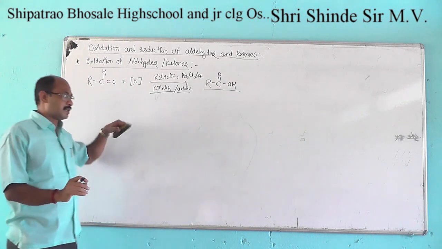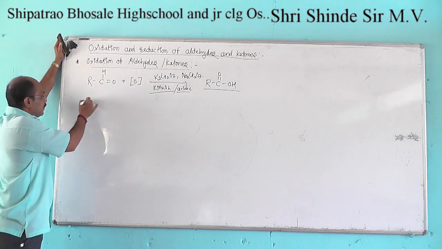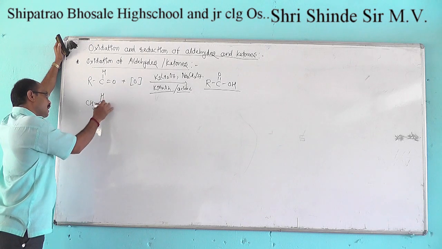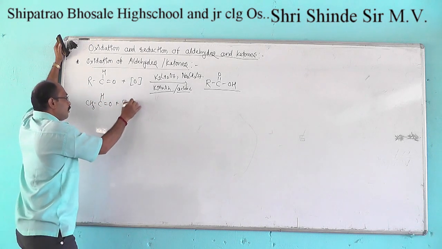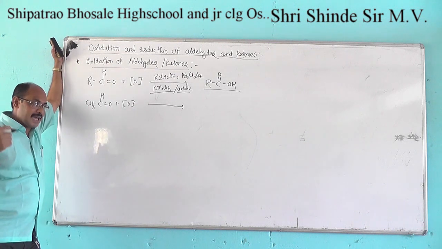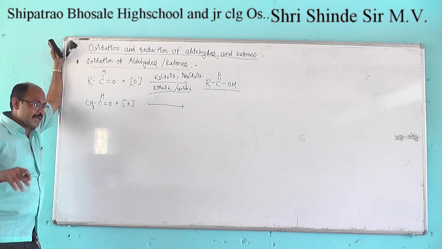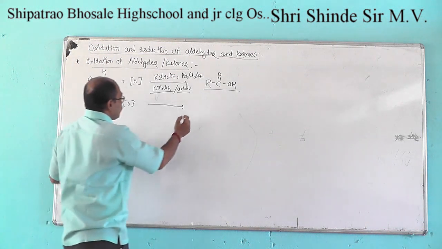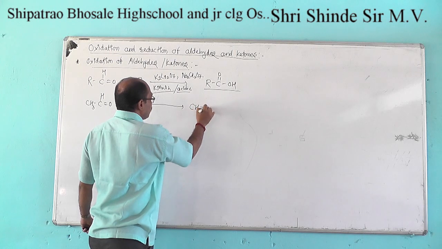The produced carboxylic acids have an equal number of carbon atoms. For example, acetaldehyde on oxidation by using acidified potassium dichromate, acidified potassium permanganate, or acidified sodium dichromate, gives the formation of corresponding ethanoic acid.